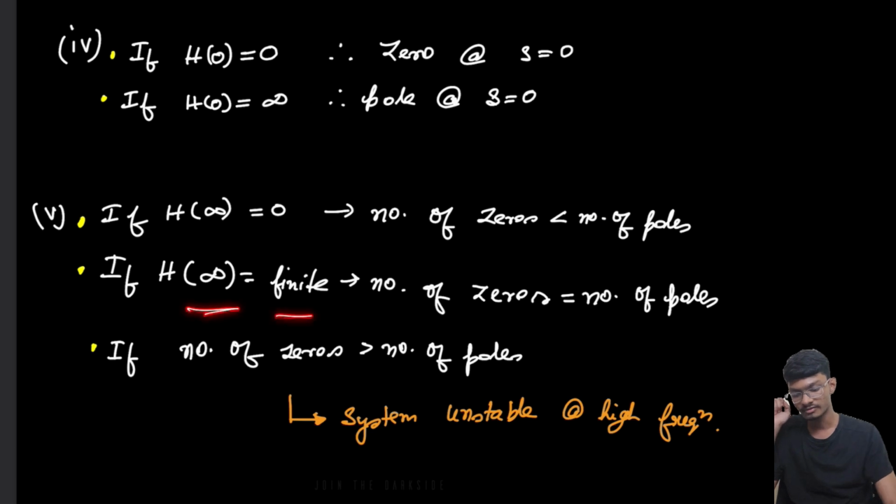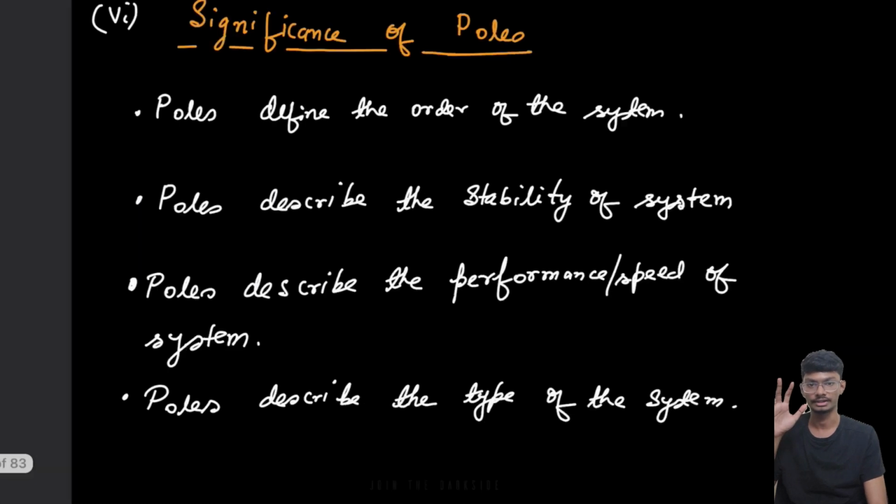And if h of infinity is finite, the number of zeros will be equal to the number of poles. But if the number of zeros is greater than the number of poles, then the system will be unstable at high frequencies, which is generally the case in real systems. We don't have a system where the number of zeros is more than the number of poles, and the system won't be stable. So please do keep this in mind.